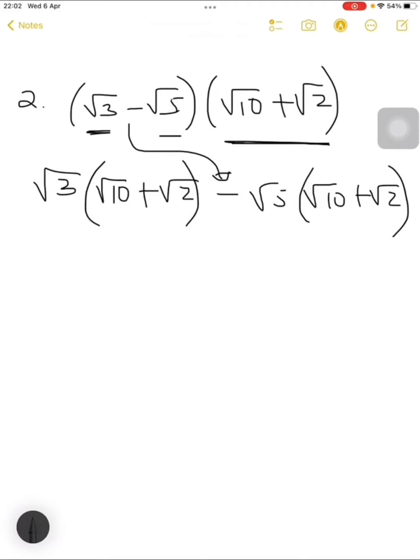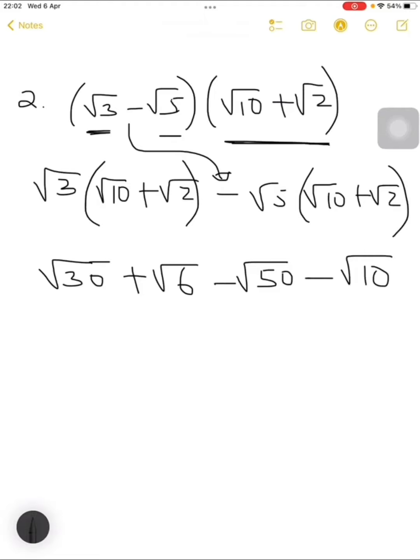Root 3 multiplied by root 10 is root 30, plus root 6, minus root 50, minus root 10. Then from there, we have root 30, root 6, root 50, root 10, and we might decide to leave it there because none of the roots is similar to the other, but you have to confirm whether your answer is at its simplest form.